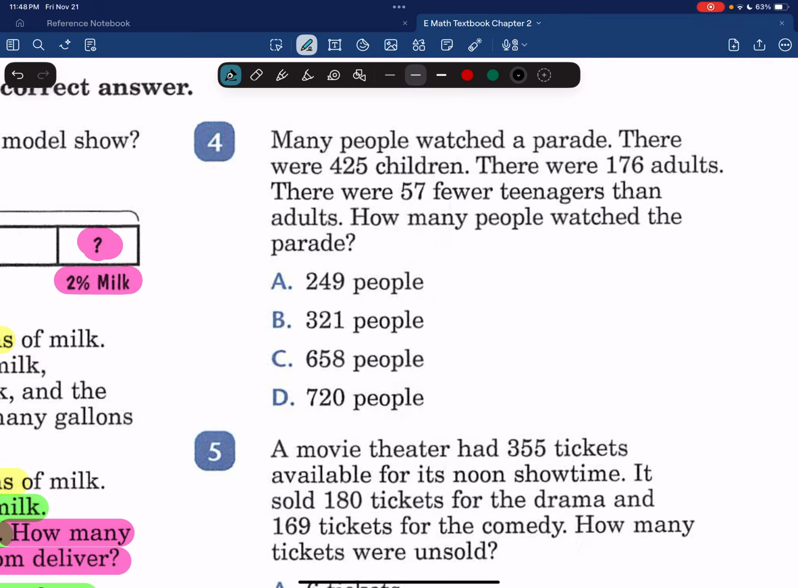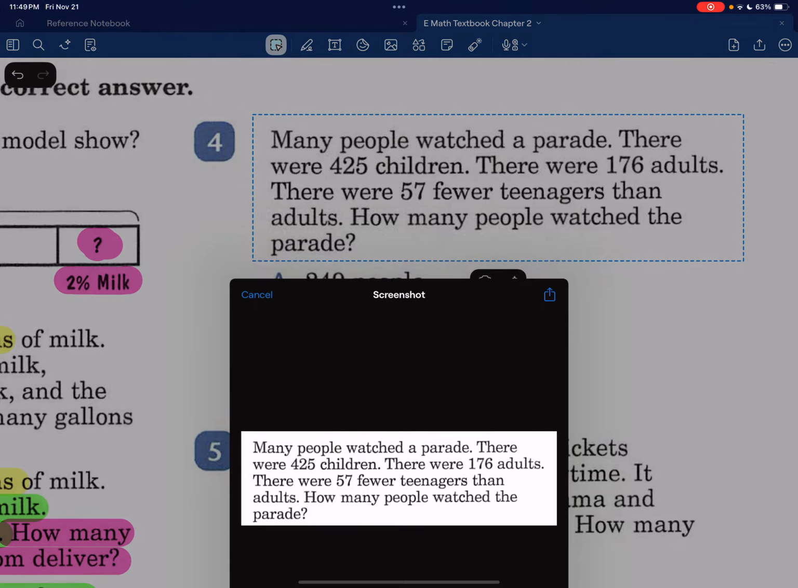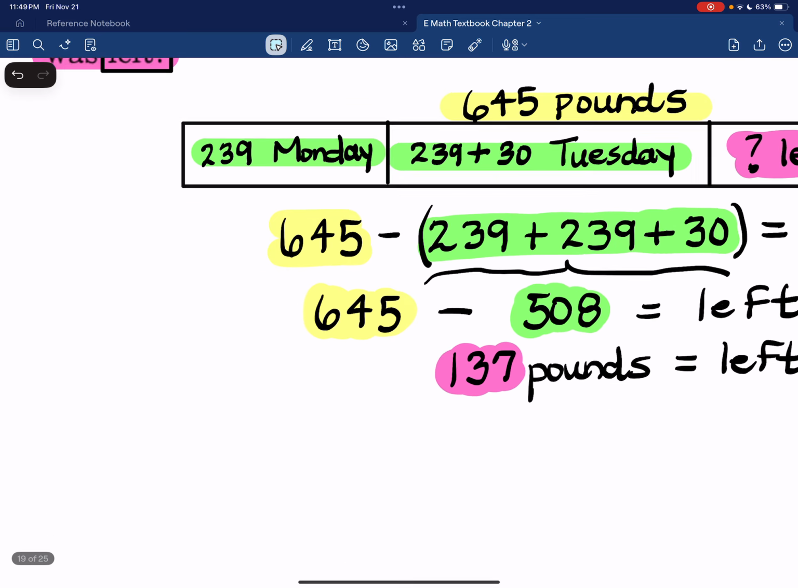Number 4. Many people watched a parade. There were 425 children. There were 176 adults. There were 57 fewer teenagers than adults. How many people watched the parade? This is an algebra question if I've ever seen it. So let's take this over to scrap paper and see what we can do with it.